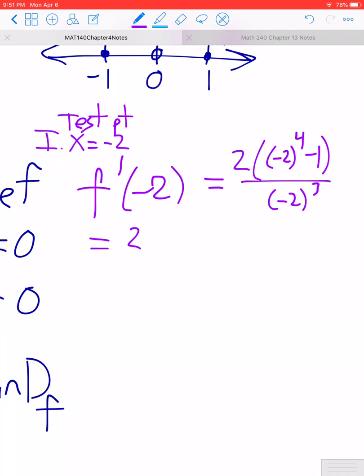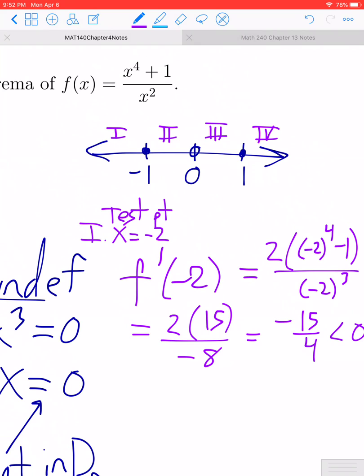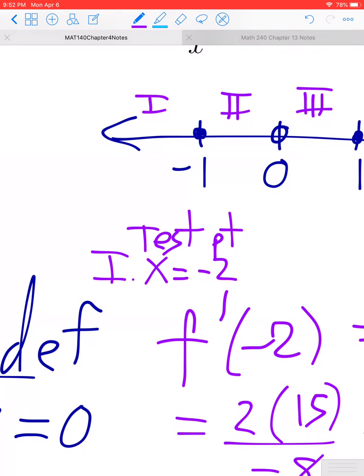This is going to be 2 times (-2)^4, which is 16. 16 minus 1 is 15. In the denominator, we get (-2)^3, which would be -8. And so altogether, this is going to end up giving us the value -15/4, which is less than 0. Again, the value itself is irrelevant. We're just concerned with the sign of it. But certainly one of the things that we notice is that in region 1, f prime is going to be less than 0. So in that region, the function is decreasing.